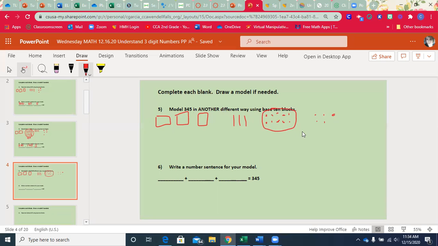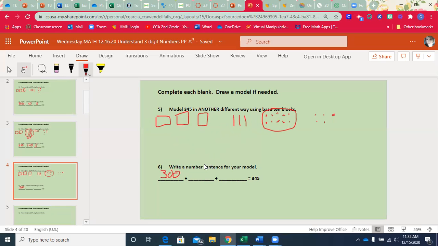10 ones equals 10. And when I add these up, it's still going to equal 345. So 100, 200, 300, 310, 320, 330, this equals 10, 340, 341, 342, 343, 344, 345. And if I write a number sentence that matches my model, I go to my hundreds first. I have 3. The value of 3 hundreds is 300.